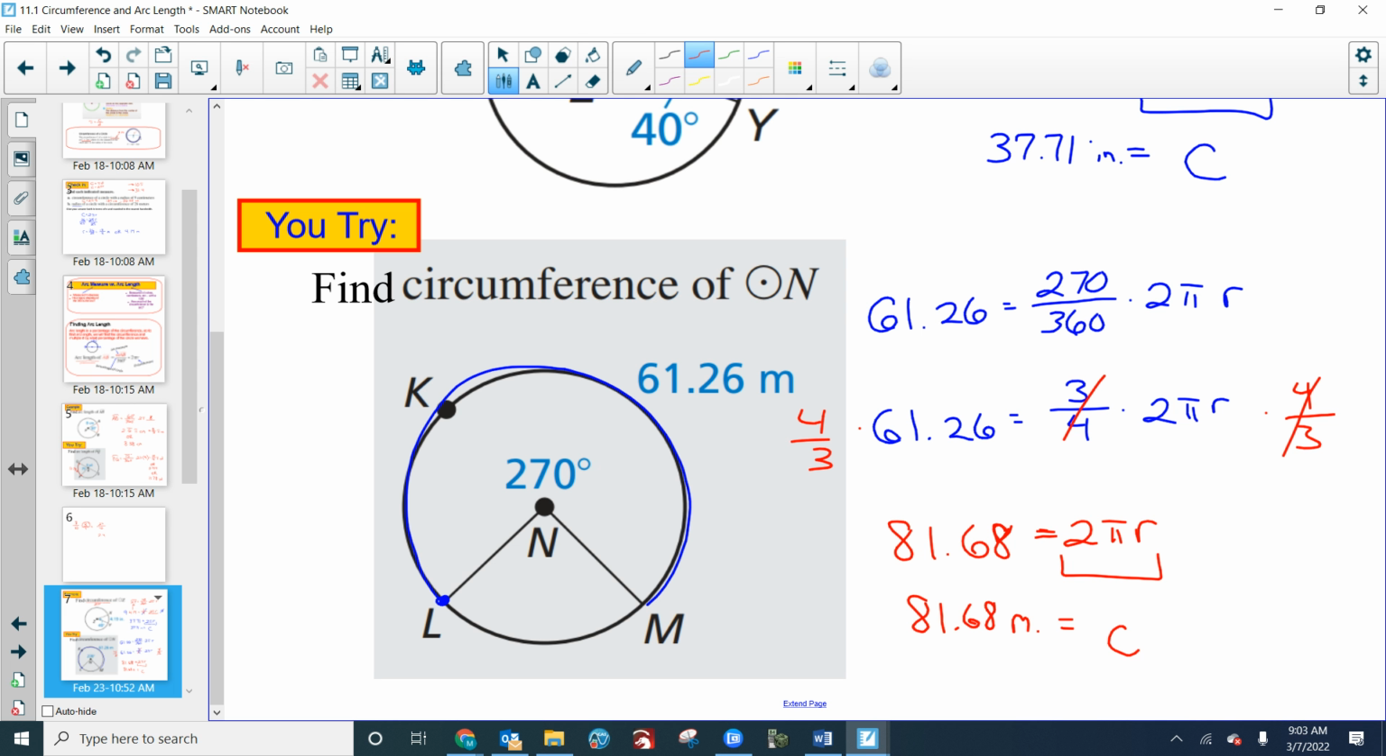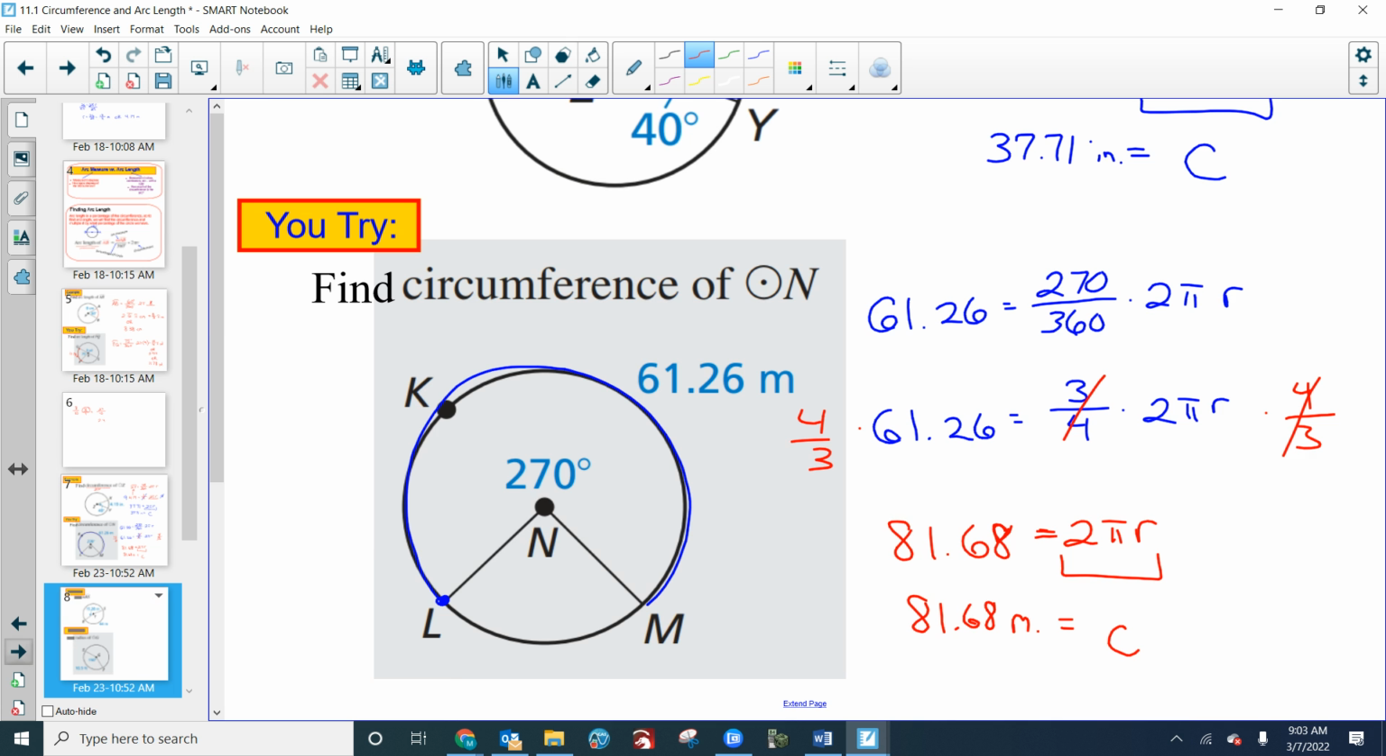All right, if you didn't recognize this up here as 270 over 360 is 3/4, you could have multiplied both sides by 360 over 270. Same result. Just put parentheses around it when you do that. Do you agree 270 is 3/4 of the way around the circle? 3/4 of the way around the circle. All right.